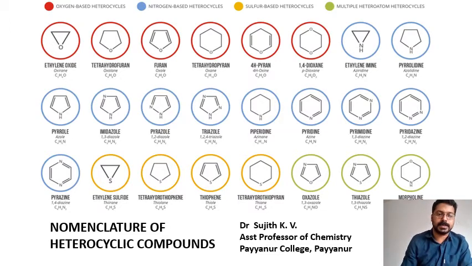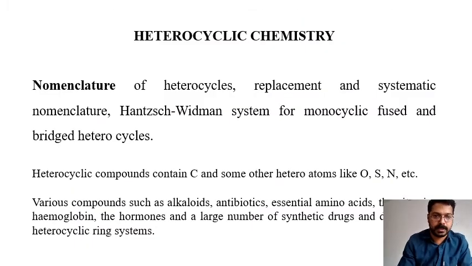So, in this class, I shall discuss different methods and different rules employed in the nomenclature of heterocyclic compounds. Before getting into the nomenclature of heterocyclic compounds, you should know why they are very important in our studies. Normally heterocyclic compounds contain carbon, and apart from carbon, they contain some heteroatoms like oxygen, sulfur, nitrogen, etc.